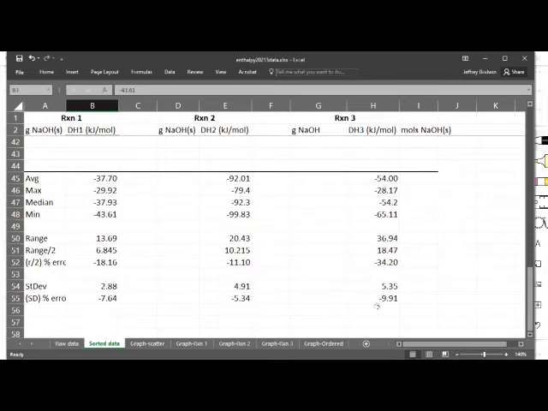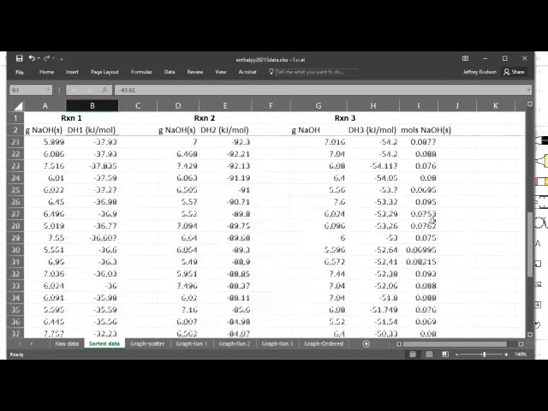If, as you see here, I've got a standard deviation error that's much, much, much tighter than the range over two error, that makes me think that there might be an outlier. That makes me think that there might be a data point at the edge of the data range that's really, really out there. Let's go up and take a look.